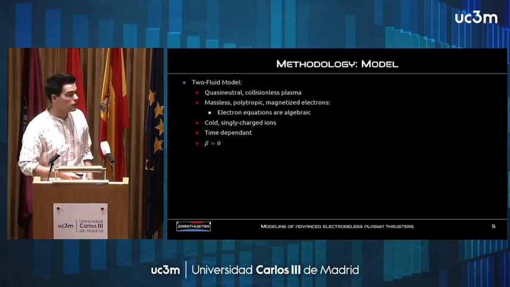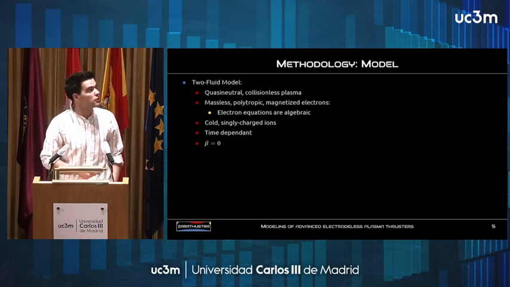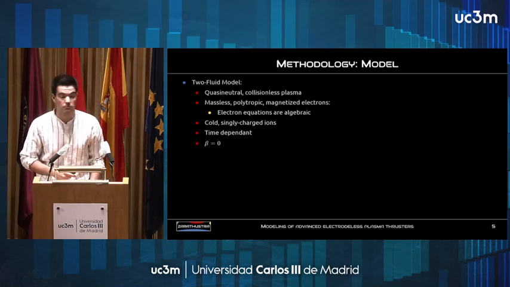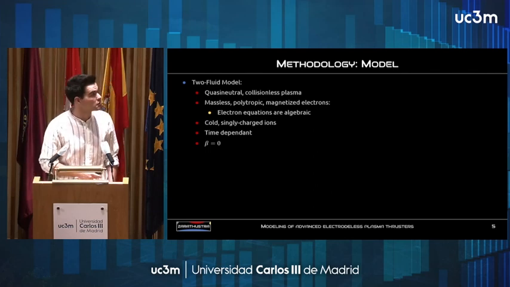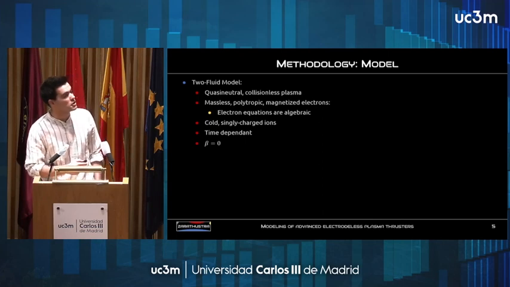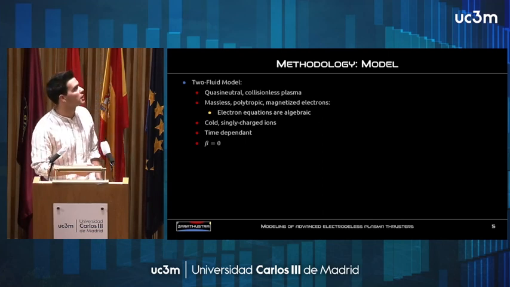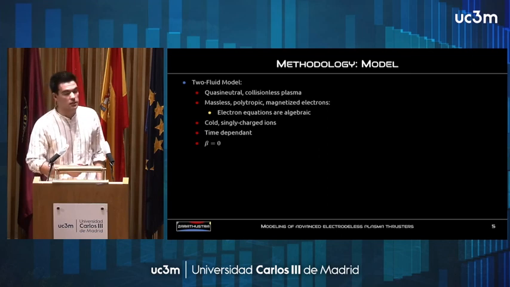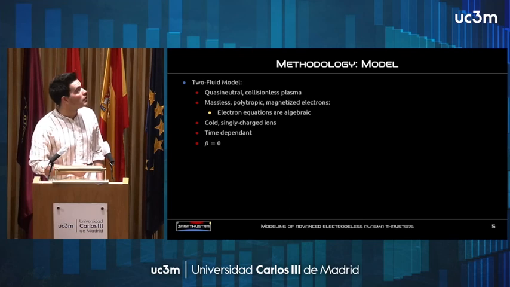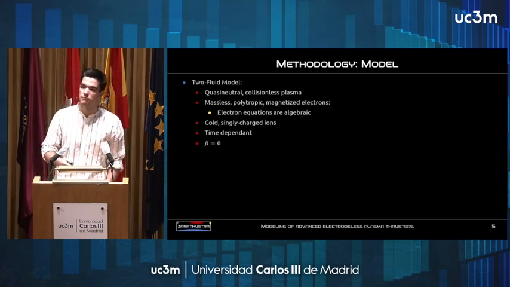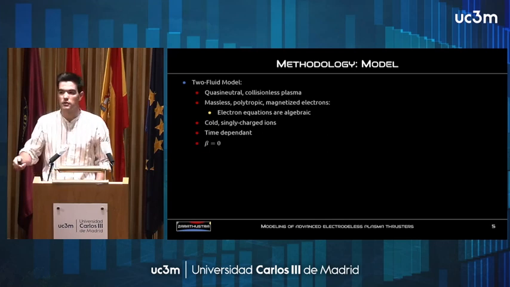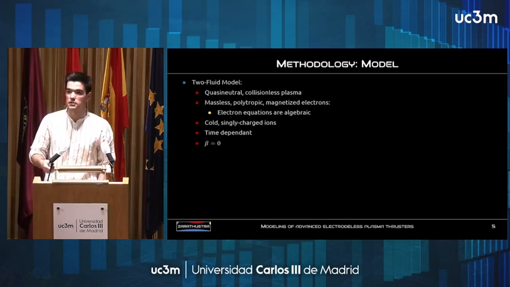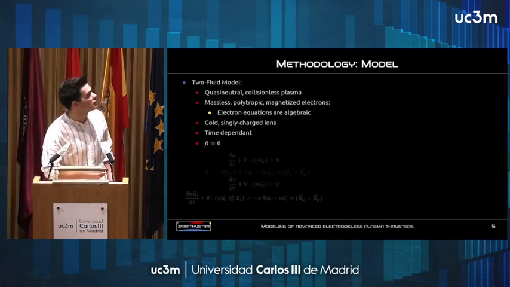We're using right now a very simple model, which is a two-fluid model, considering a quasi-neutral collisionless plasma, with massless, polytropic and perfectly magnetized electrons. Under these conditions, we find that the electron equations are simply algebraic. And we are using cold and singly charged ions. We are solving for the time evolution of the problem, although we are mainly interested in the stationary solution. And I will discuss it later, but right now we are using the beta zero limit. We are not including the self-induced magnetic field of the plasma.